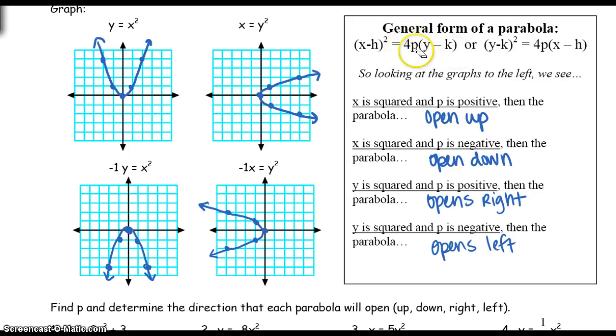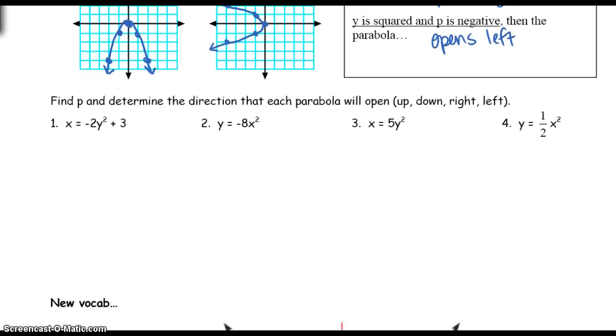Right in front of whatever term is not being squared will be a number of some sort, some constant. And you're going to find p by setting 4p equal to that number and solving. So let's look at number 1.